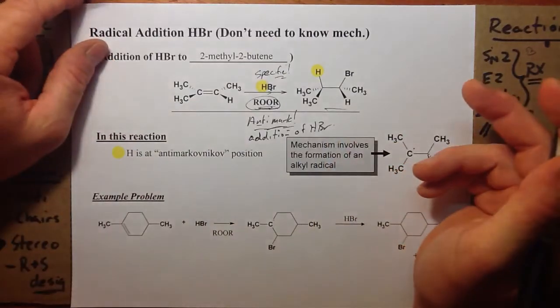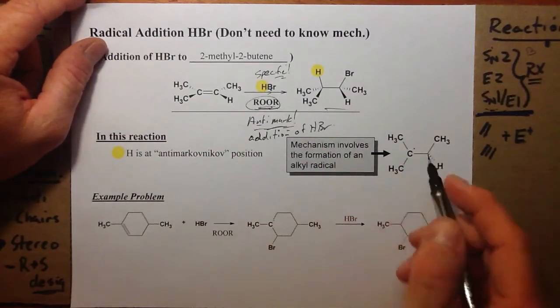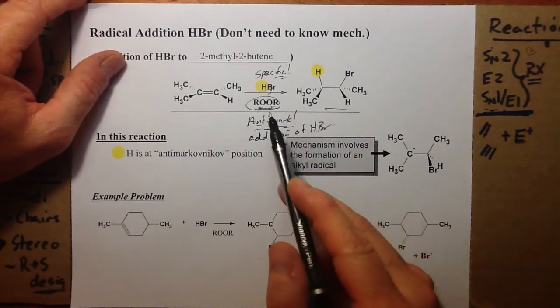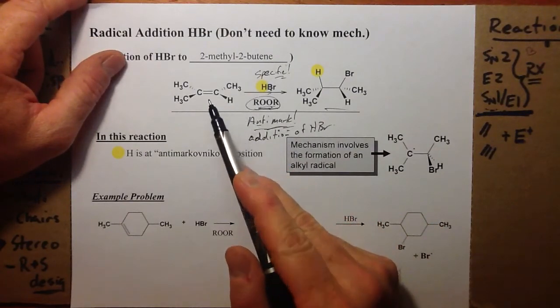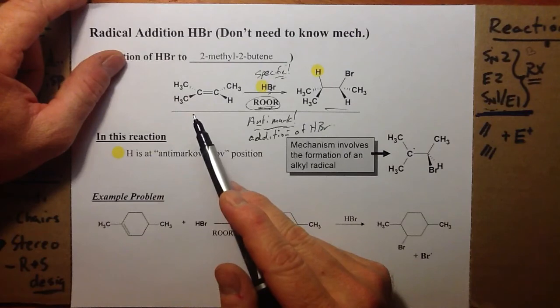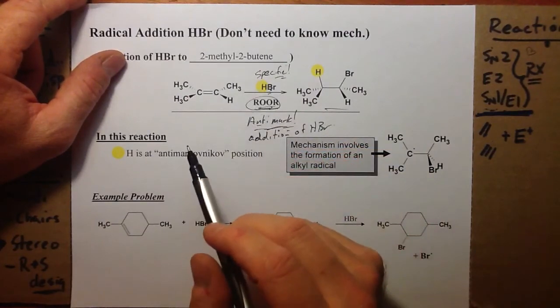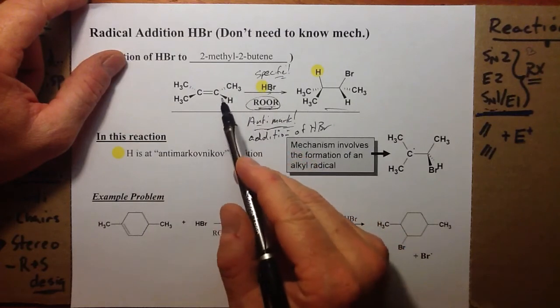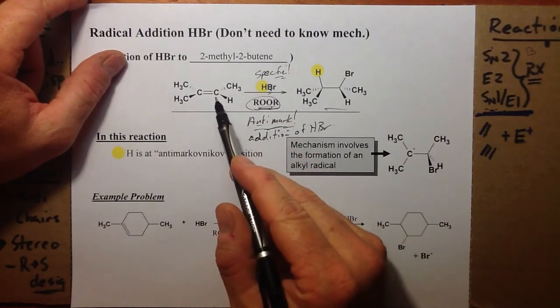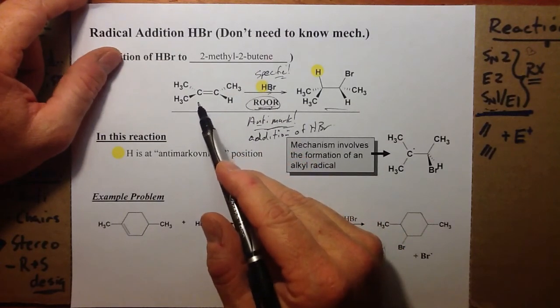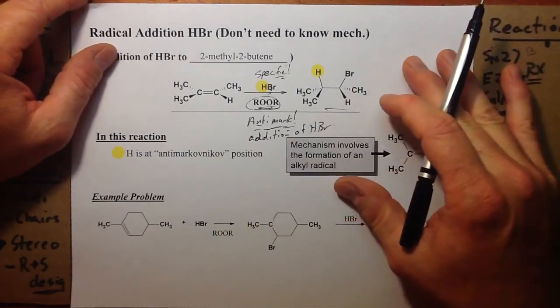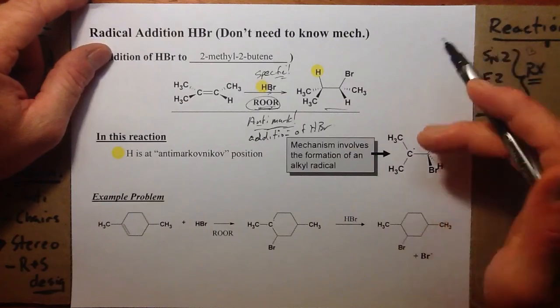And that's shown above. The mechanism does involve formation of an alkyl radical initially. HBr is going to react in such a way that we have bromine coming in and initially attacking and leaving a radical behind. But that's something that this presentation will not focus on or discuss.